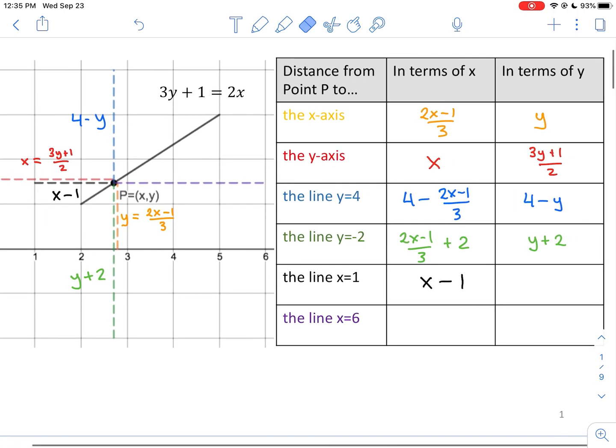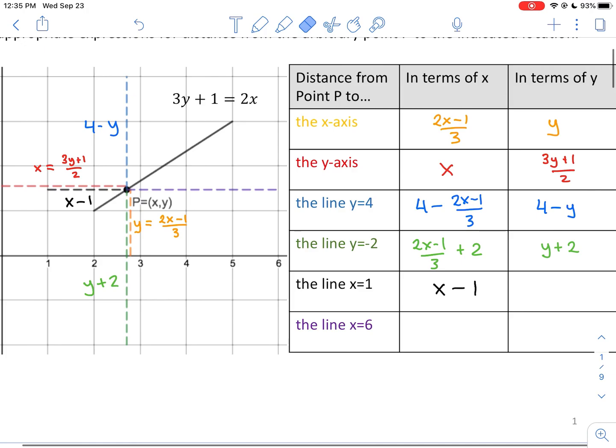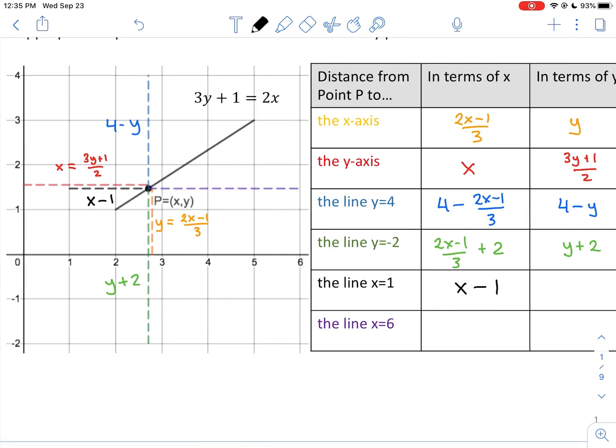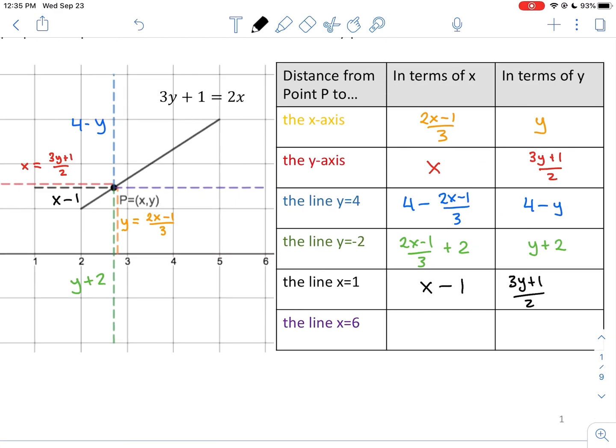Now if I want to express that in terms of y, then all I have to do is replace this x with its function of y rule, which we expressed right here already. 3y plus 1 all over 2, that's the x, and then minus 1.